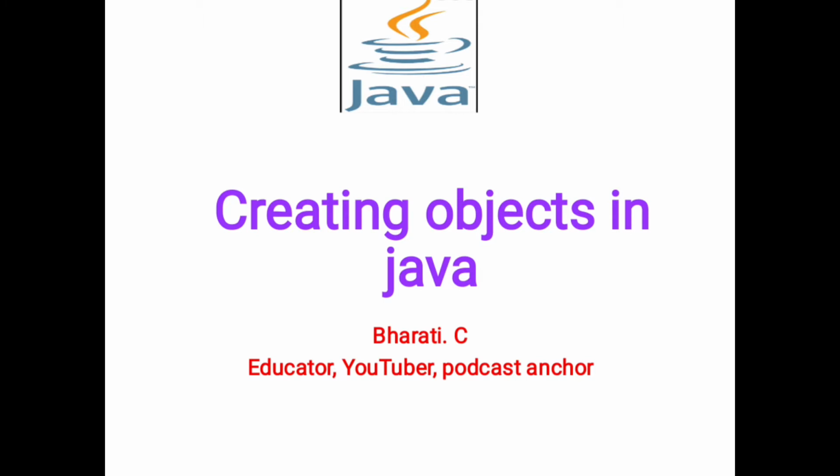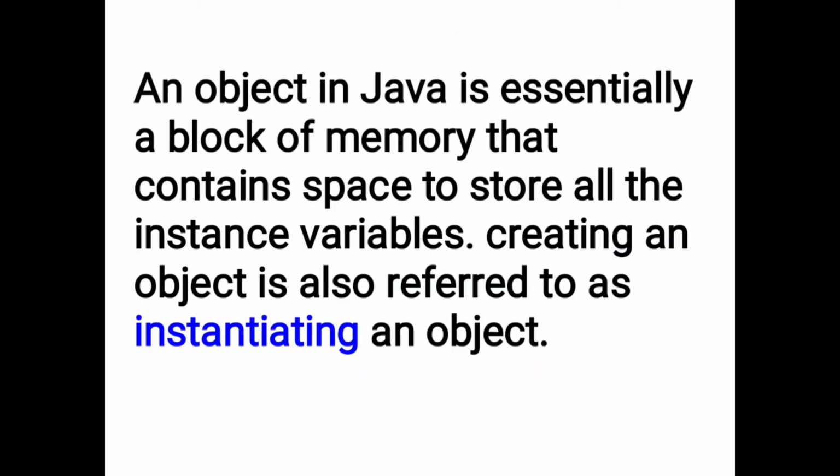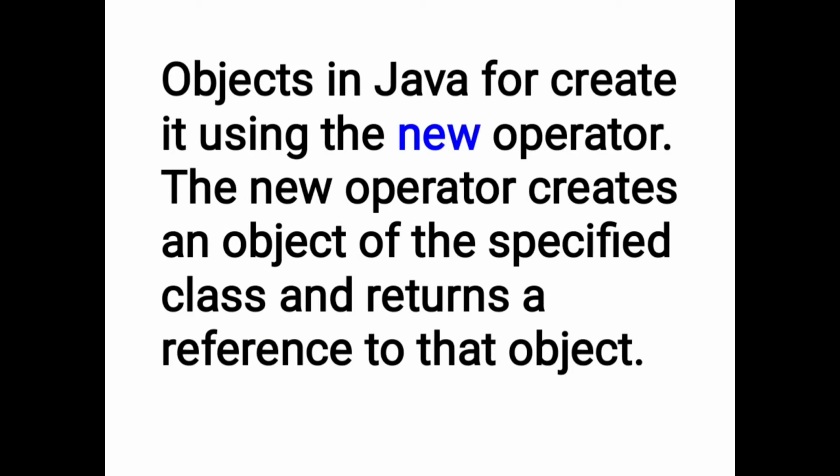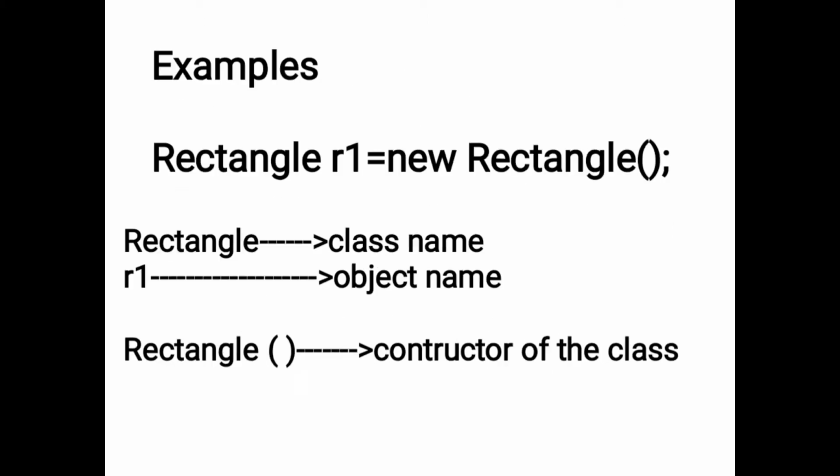Today we will be discussing creating objects in Java. An object in Java is essentially a block of memory that contains space to store all the instance variables. Creating an object is also referred to as instantiating an object. Objects in Java are created using the new operator. The new operator creates an object of the specified class and returns a reference to that object.